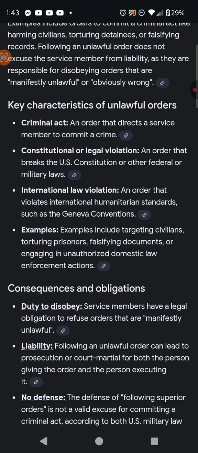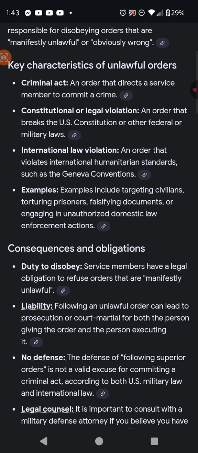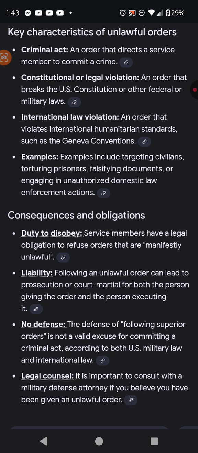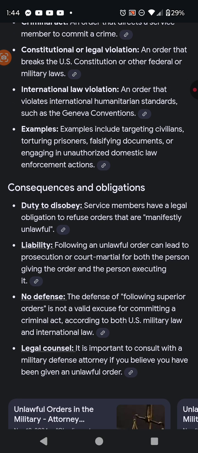Key characteristics of unlawful orders: criminal act, an order that directs a service member to commit a crime. Constitutional or legal violation, an order that breaks the U.S. Constitution or other federal or military laws. International law violation, an order that violates international humanitarian standards such as the Geneva Convention. Examples include targeting civilians, torturing prisoners, falsifying documents, or engaging in unauthorized domestic law enforcement actions.